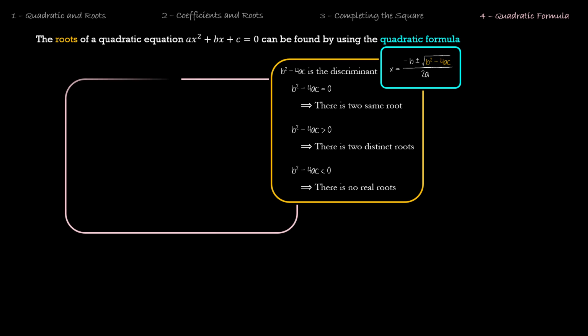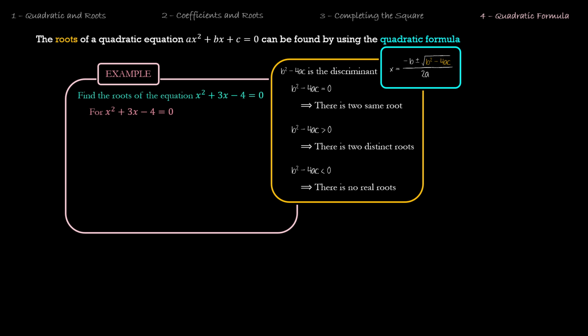Using the quadratic formula, let us try to find the roots of the equation x squared plus 3x minus 4 equals to 0. By substituting in the values of a equals to 1, b equals to 3, and c equals to minus 4, we will be able to get the expression negative 3 plus or minus 5, the whole thing divided by 2. As such, we can conclusively say that the roots are 1 and minus 4.